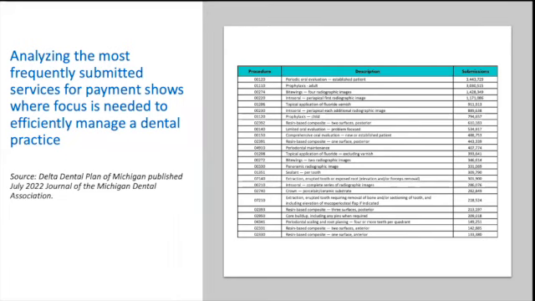So here we see, from the Journal of the Michigan Dental Association from July of 2022, a table that reflects the top, I believe, 25 codes, in order of submissions, that Delta Dental adjudicates. You can create the same type of report from the digitized data that you have in your practice management systems, so you know which codes you use the most. And therefore, you can focus on those codes when you are looking at managing your fee schedule, managing basically your workflow, and what is most important for what you provide in your practice.